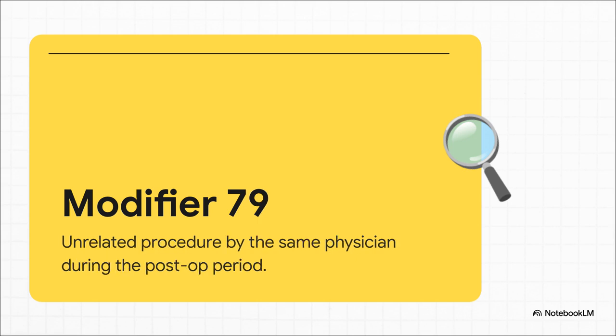And that brilliantly illustrates our final major exception, modifier 79. This is used for a totally new, completely unrelated procedure by the same physician during the postoperative period. For example, say a patient is in a 90-day global period for knee replacement, but then suddenly needs an emergency appendectomy. It's a new problem, it's an unrelated surgery, so you use modifier 79.